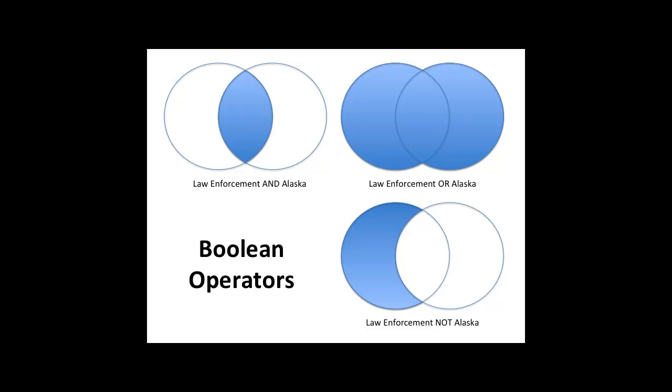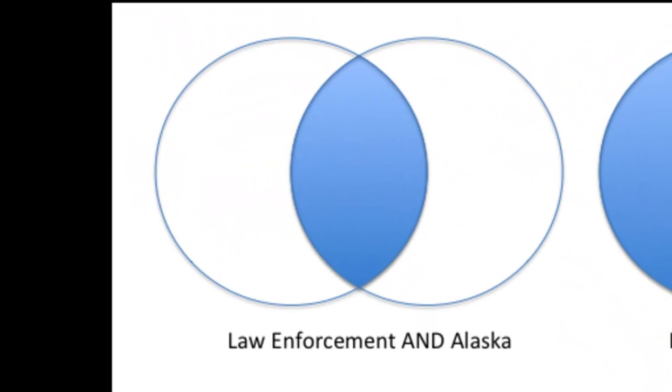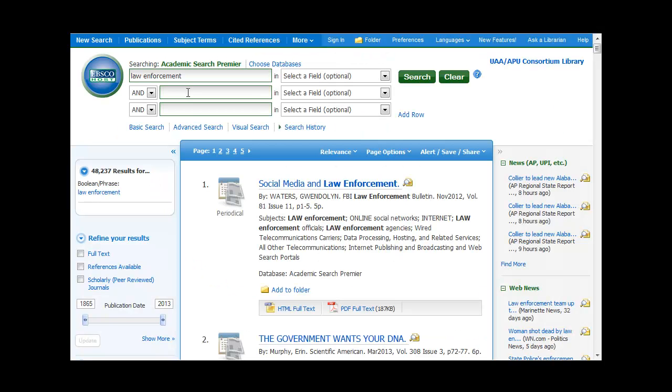Let's say I am interested only in looking at law enforcement in the state of Alaska. How do I tell the database that this is what I want? I use the word and. This will reduce the number of results because it only shows me records that contain both law enforcement and Alaska, making them more relevant to my topic.